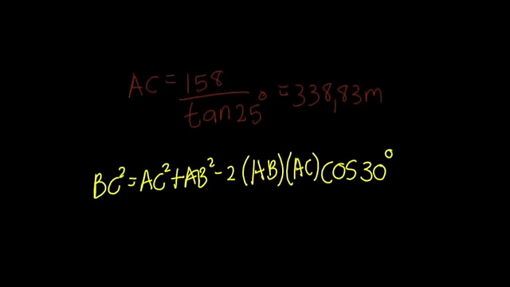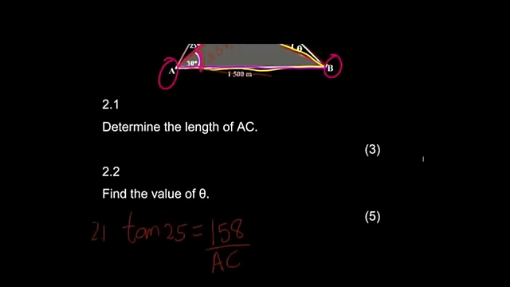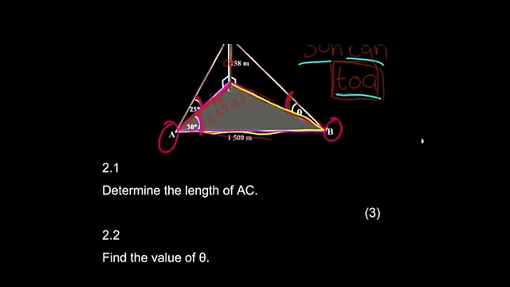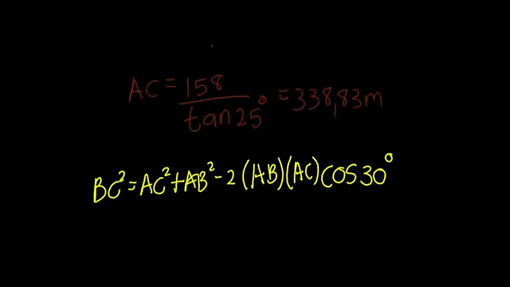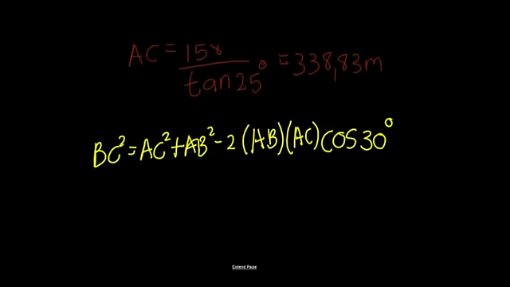Okay, let's do our substitution now. BC is what we want to work out. AC is 338,83.